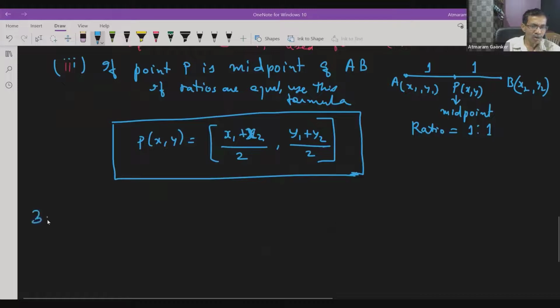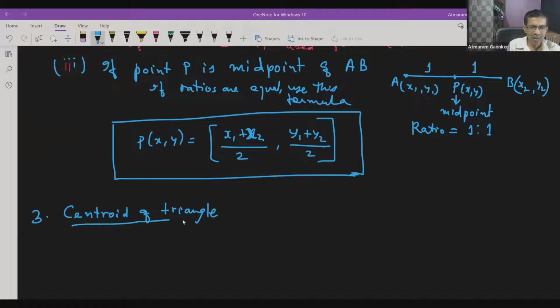Then we will go for the third part. The third part is to find the centroid of a triangle. This is just an additional topic because this is from the previous class. You just remember this because sometimes problems may come from the centroid. And centroid means what? If the triangle is there and you bisect each side and join it with the opposite vertex, this is called the centroid G.